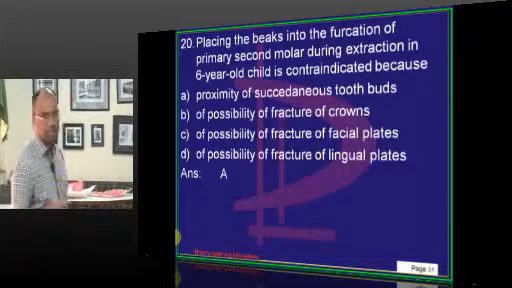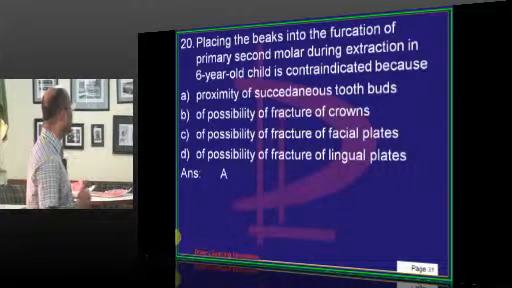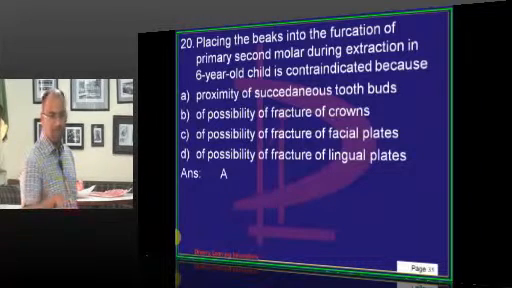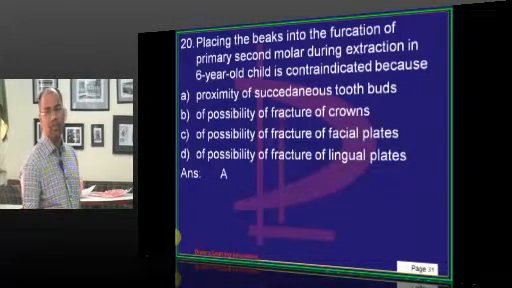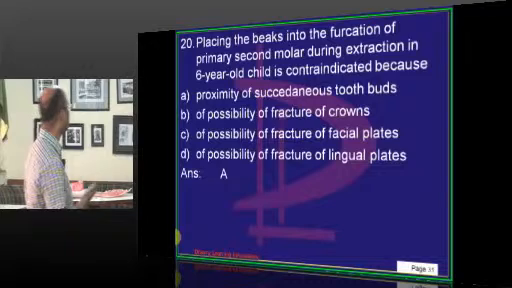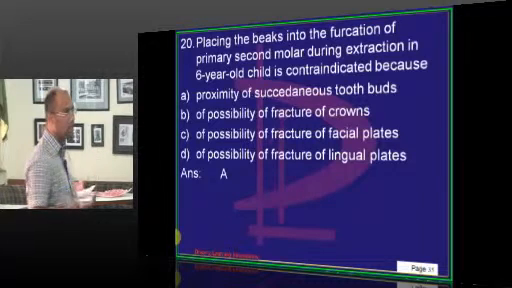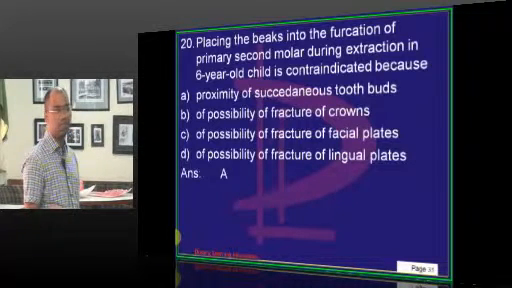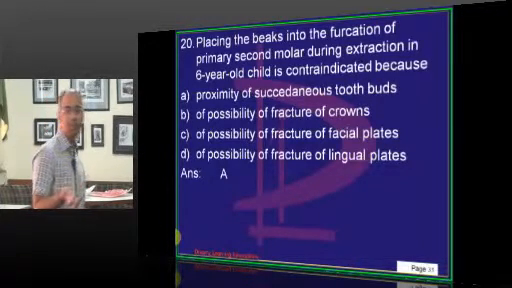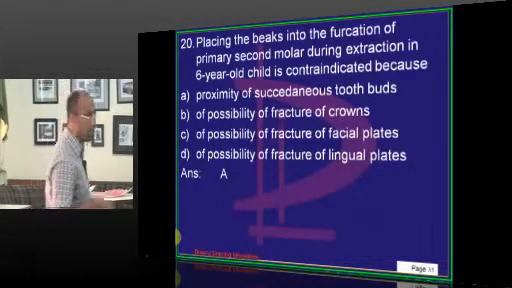Placing the beaks, that is the extraction forceps, into the furcation of the primary second molar during extraction in a 6-year-old child is contraindicated. Why should you not place the forceps deep? What will happen? It will affect the successor tooth, the succedaneous tooth bud. So, because of the proximity of the succedaneous tooth bud, when you are extracting a primary second molar, the succedaneous tooth is your second premolar. So there is every possibility of you hurting or damaging the second premolar tooth bud. That is the reason you have to avoid placing the beaks into the furcation.